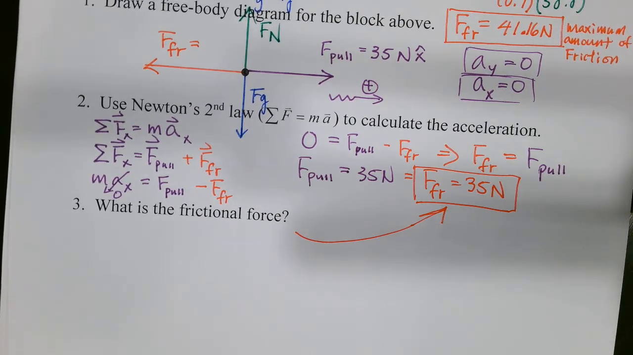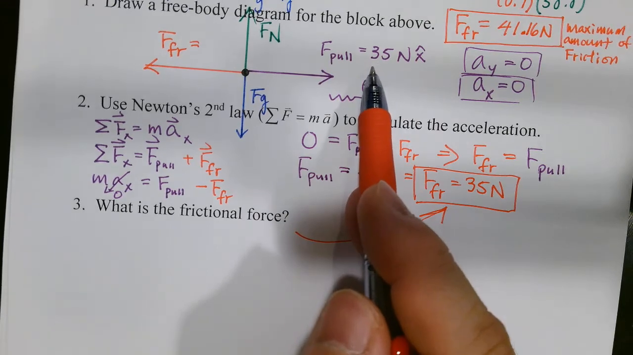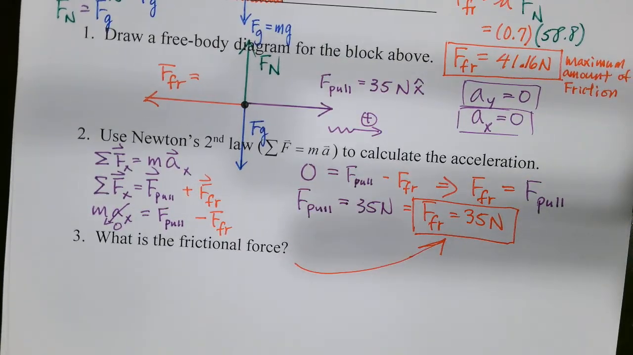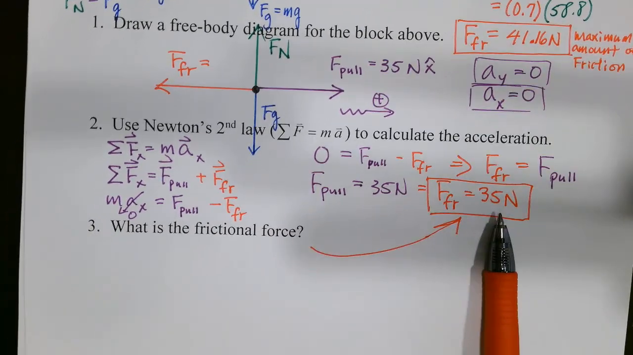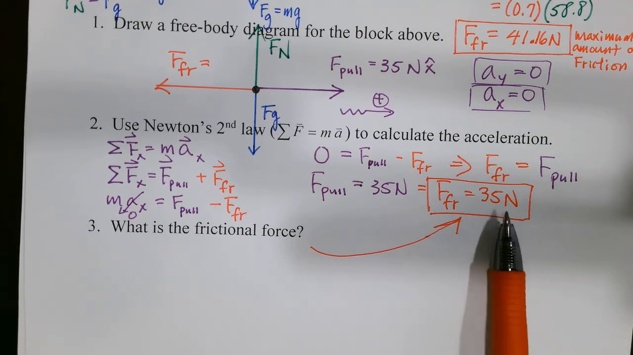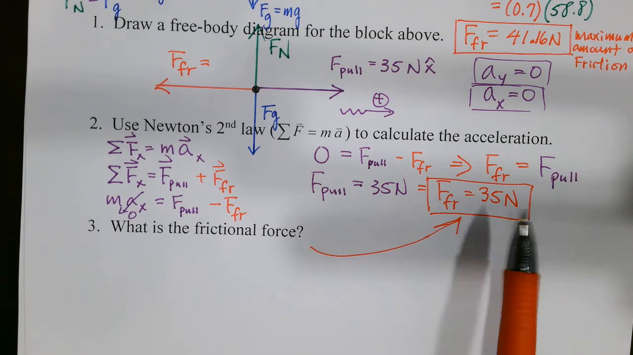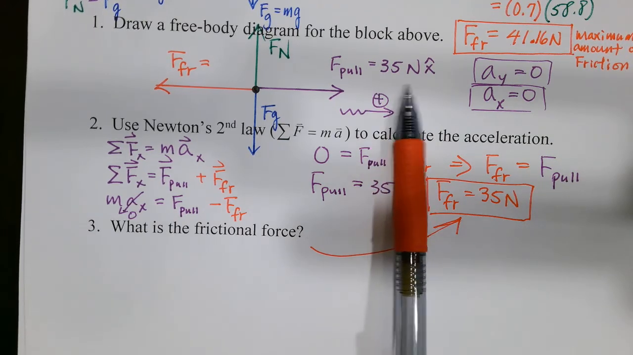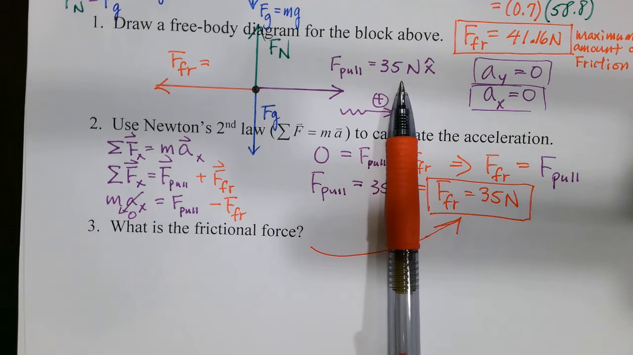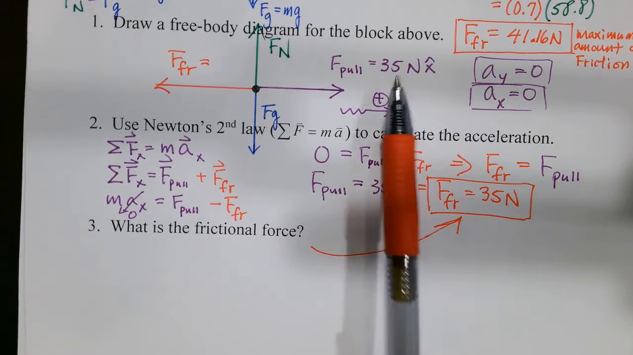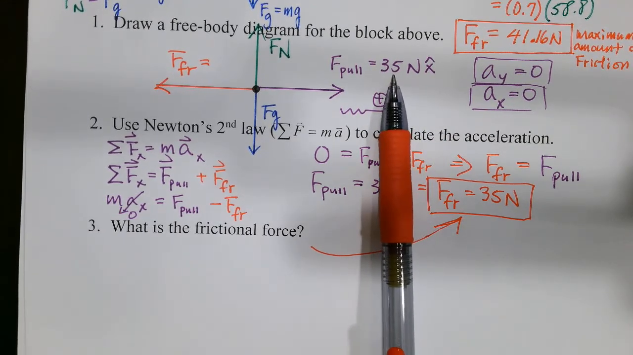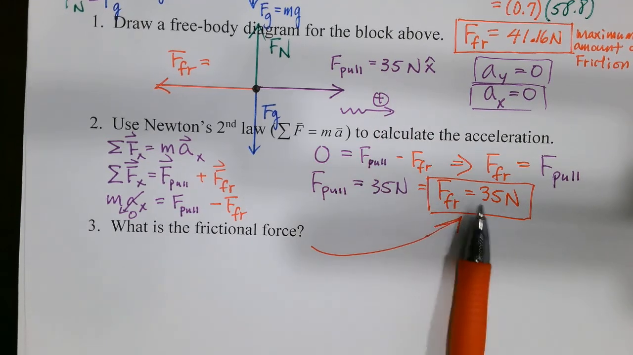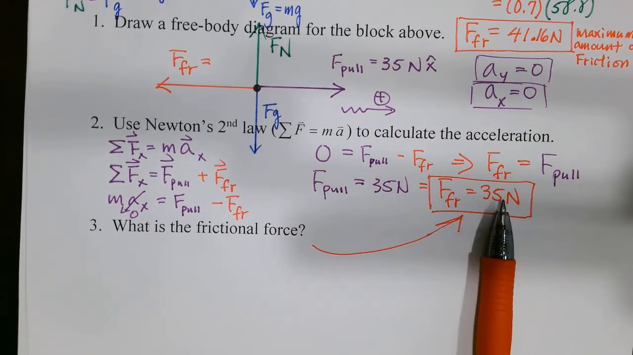So what happens if I were to pull this thing with 40 newtons of force? What's my frictional value? It has to be 40 newtons. Now, if I'm pulling this thing with 41.16 newtons, at that moment, this thing's going to start to budge. And my frictional value is going to be 41.16 newtons.